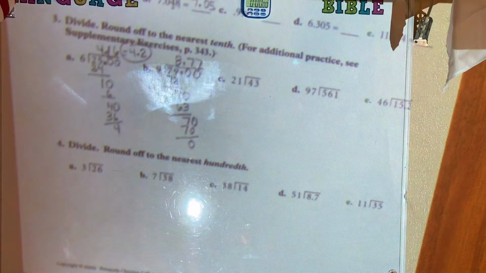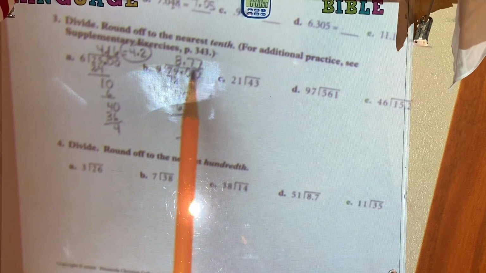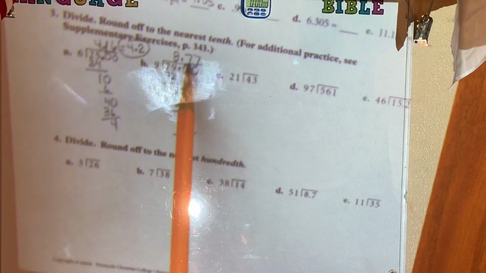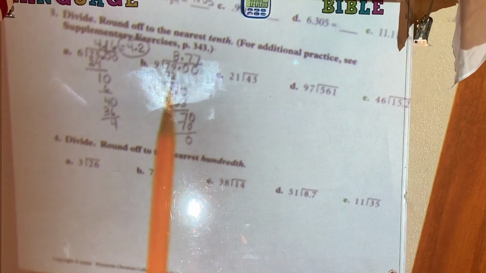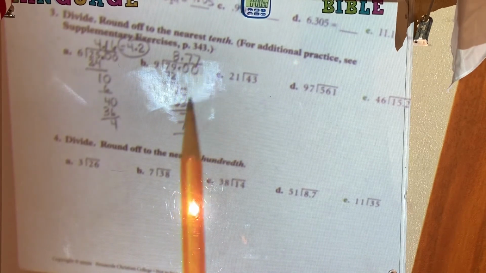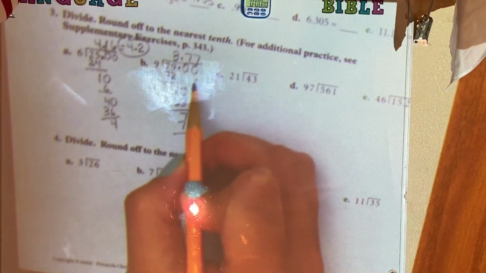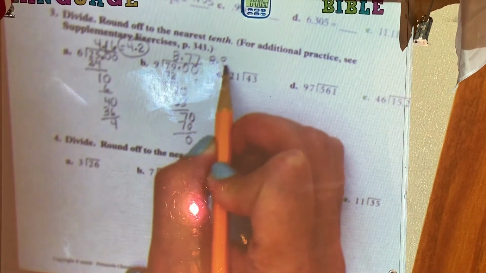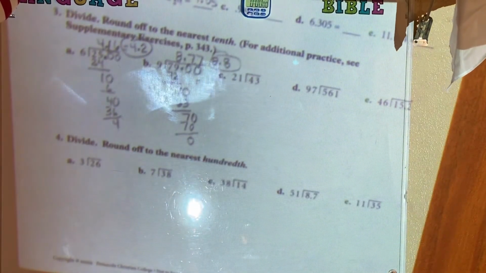So I have 8.77, and it says that I want to round off to the nearest tenth. So again, the tenth place is this first 7, the number after the decimal. So I look to the right, and to the right I have another 7. So because it is more than 5, I could round that up to 8.8. Okay, and this would be my answer, 8.8.